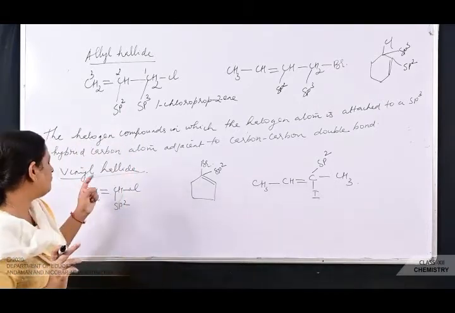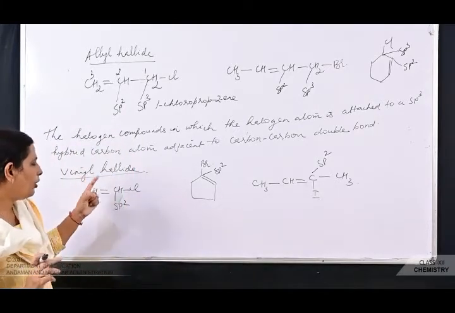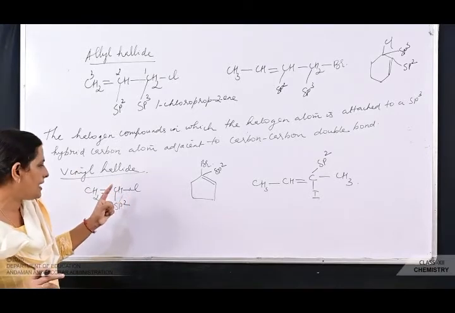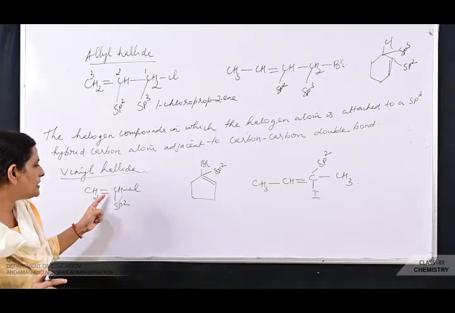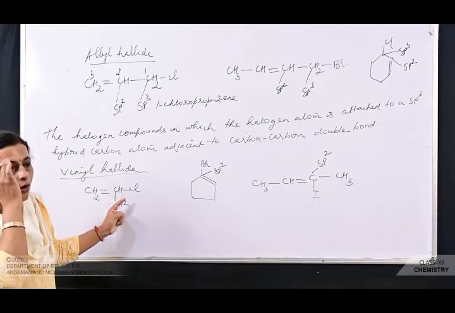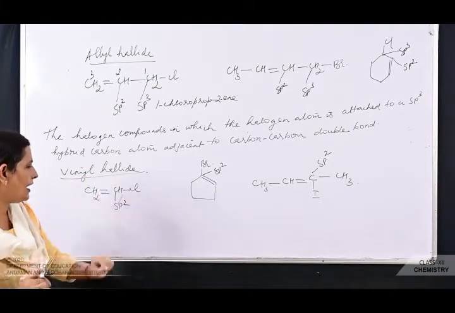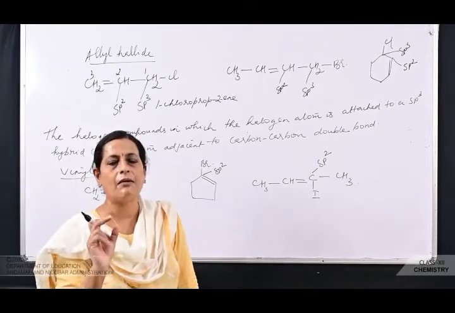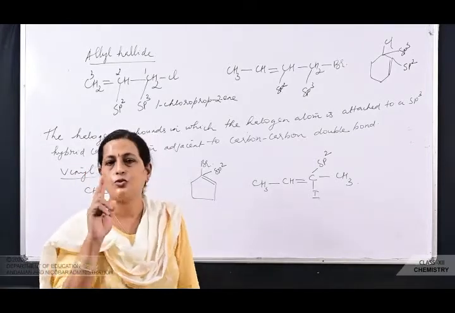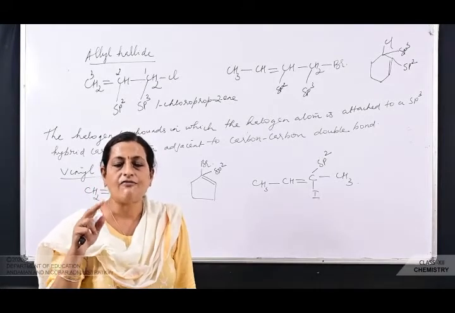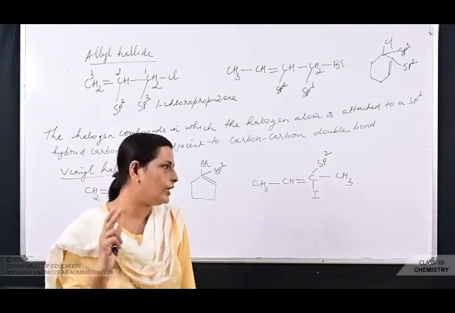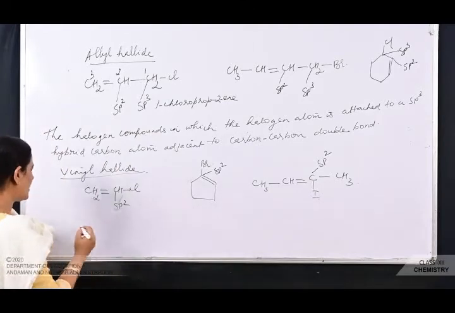So what is a vinyl halide? The compounds in which the halogen atom is attached to an sp2 hybrid carbon atom bonded by means of a carbon-carbon double bond is known as a vinyl halide. So for vinyl halide, minimum how many carbon atoms is required? 2 carbon atoms. Minimum 2 carbon atoms is required for writing vinylic compound. So is it clear, vinyl halides? So I'll just write it.